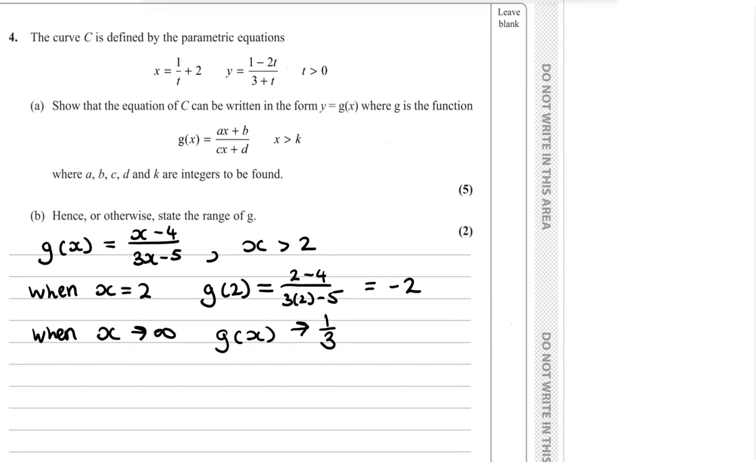So in terms of my range for g, my lower limit will be -2, and my upper limit will be positive a third. Make sure you've got a less than inequality there for both of these, because actually we can't have x equals 2, so we can't have g of x equaling -2. We just need to have g slightly above that. And then as x tends to infinity, it will tend towards a third, but it will never actually equal a third. So that's why we've got less than there as well.